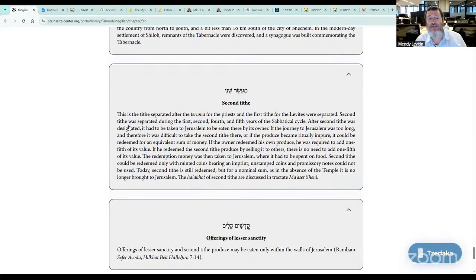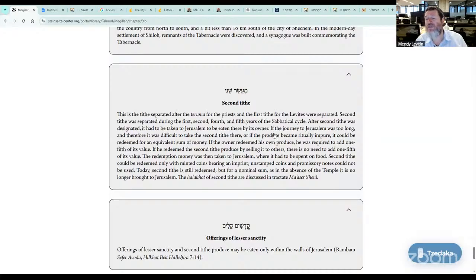The second tithing is called ma'aser sheni. It was separated during the first, second, fourth, and fifth years of the sabbatical. So in every sabbatical cycle, the first year, the second year, the fourth year, not the third year, the fifth year, not the sixth year, you had to separate second tithings. After the second tithing was designated, it had to be taken to Jerusalem to be eaten there by its owner. So it wasn't given as a gift to anyone.